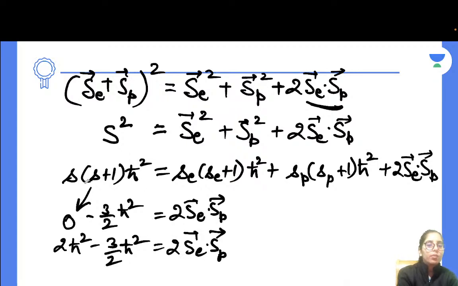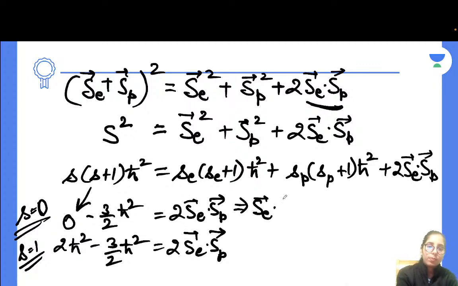See, I have taken s equal to 0 in the first case, and in the second one I have taken s equal to 1. This is how we are going to get it. Once you have considered it, you can simply get the value of S·S_p. The first one will give you minus 3 by 4, and the second one will give you 1 by 4 h-cut square. So this is how you are getting the S·S_p values.